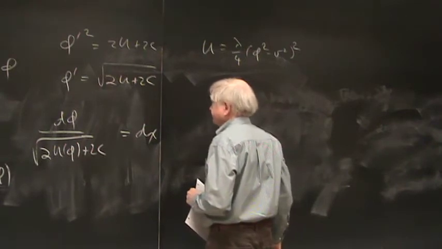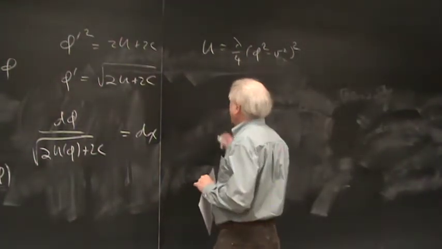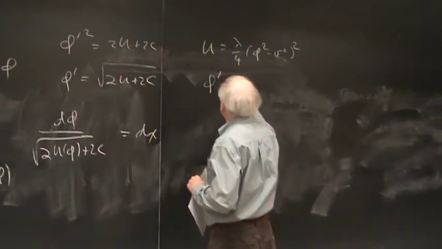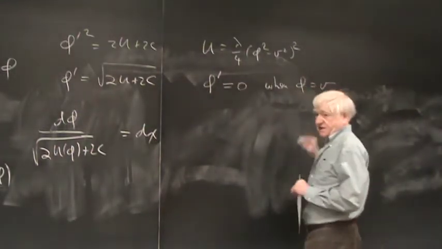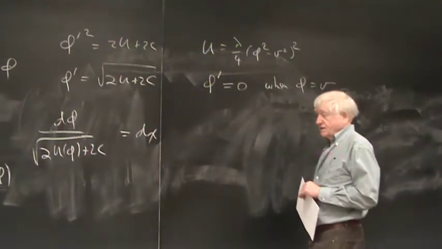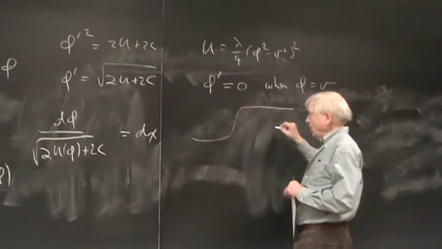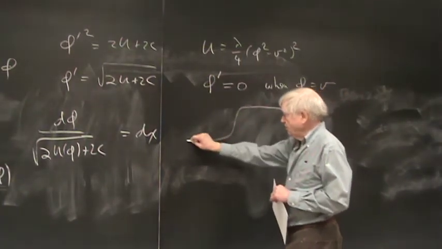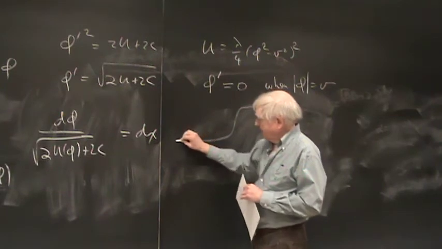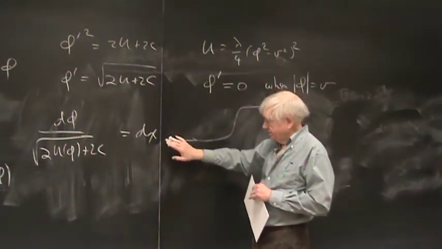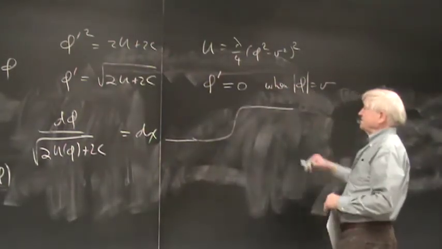I'm now going to make a choice of the constant that's going to simplify the arithmetic. I want to choose the case where phi prime is equal to 0 when phi is equal to v. And that's what you'd imagine you want, namely that obviously when phi finally gets equal to v, it's not changing anymore. Phi prime is non-zero only when you're going from, when the absolute value of phi is equal to v. So the derivative asymptotically goes to zero as phi asymptotically goes to minus v or plus v.